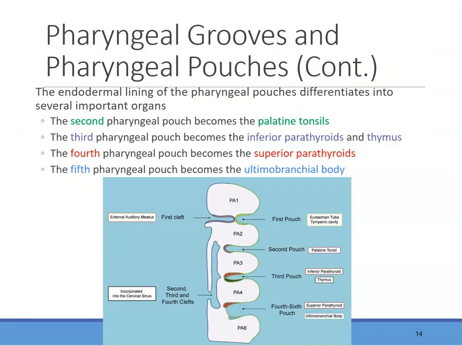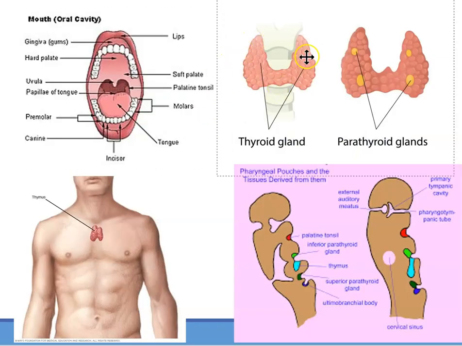The third pouch makes the inferior parathyroids and thymus. So let's look at what that means. We have the thyroid gland, located right here in your neck region, at the base of the neck. If you look closely at the thyroid gland, we have other glands inside it, which you can see in orange. The one on top is known as the superior parathyroid gland, because superior means above, and the bottom one is inferior, which means below. Inferior parathyroid gland. Now, what do these glands do?